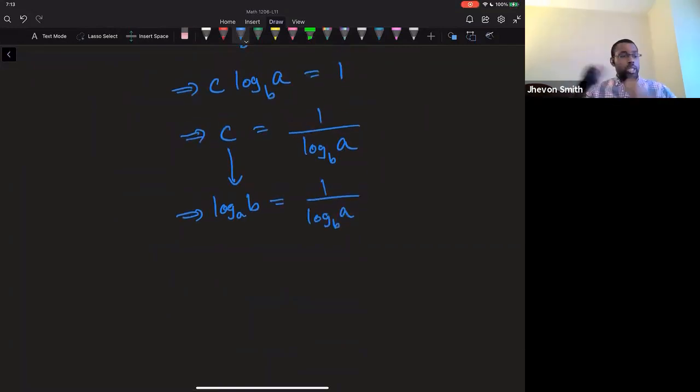So it turns out we can switch the base and the thing being logged in a logarithm by taking an inverse, which is very interesting that you can do that.